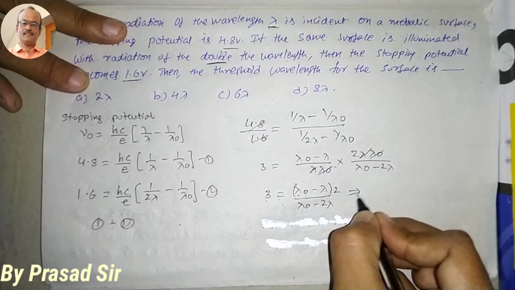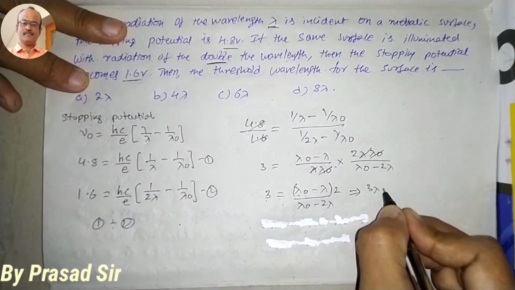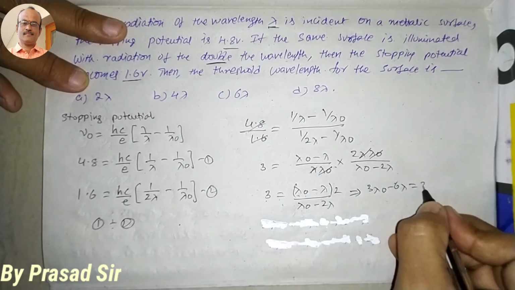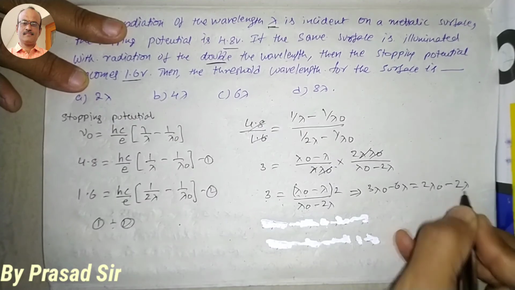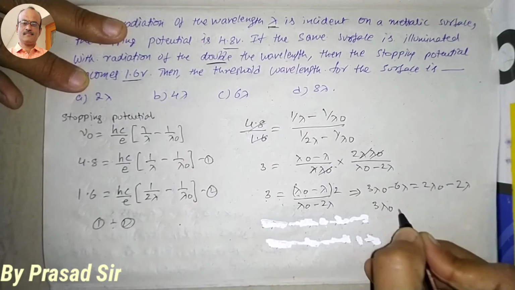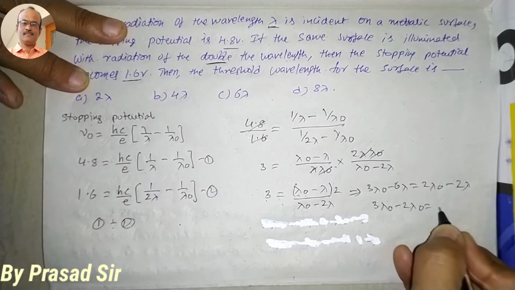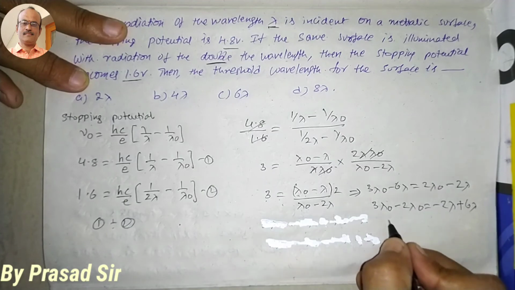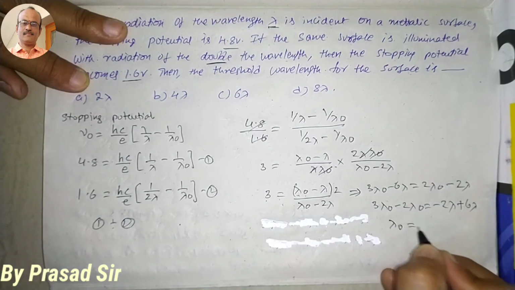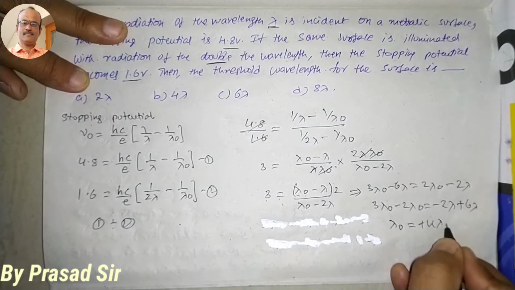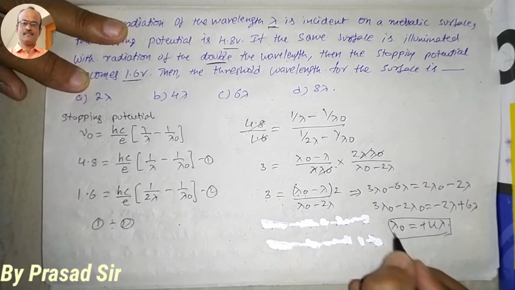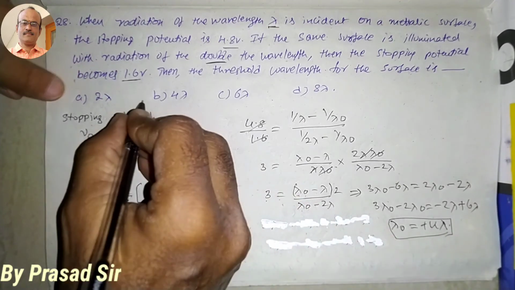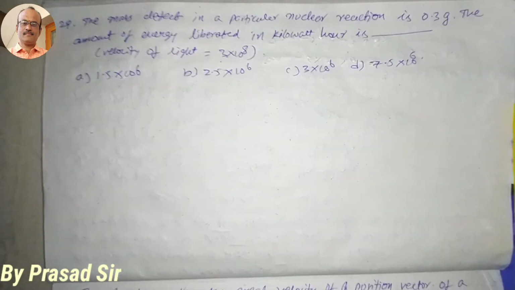So then, cross multiplication: 3 lambda naught minus 6 lambda is equal to 2 lambda naught minus 2 lambda. So 3 lambda naught minus 2 lambda naught is equal to minus 2 lambda plus 6 lambda. On subtraction, lambda naught is equal to plus 4 lambda. So the threshold wavelength for the surface is 4 lambda, so option B is the answer.